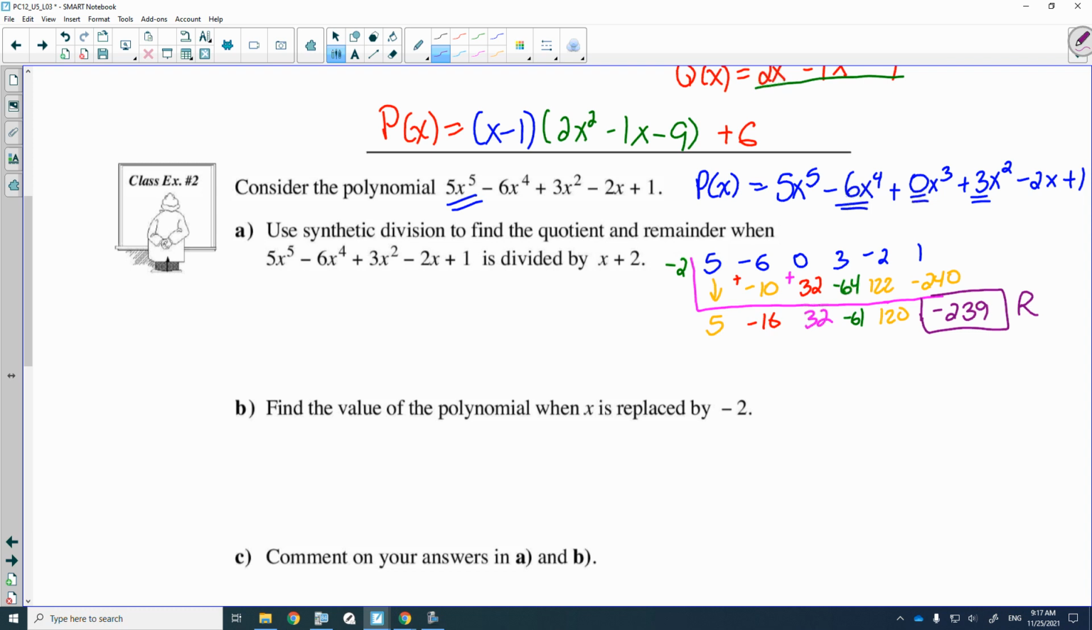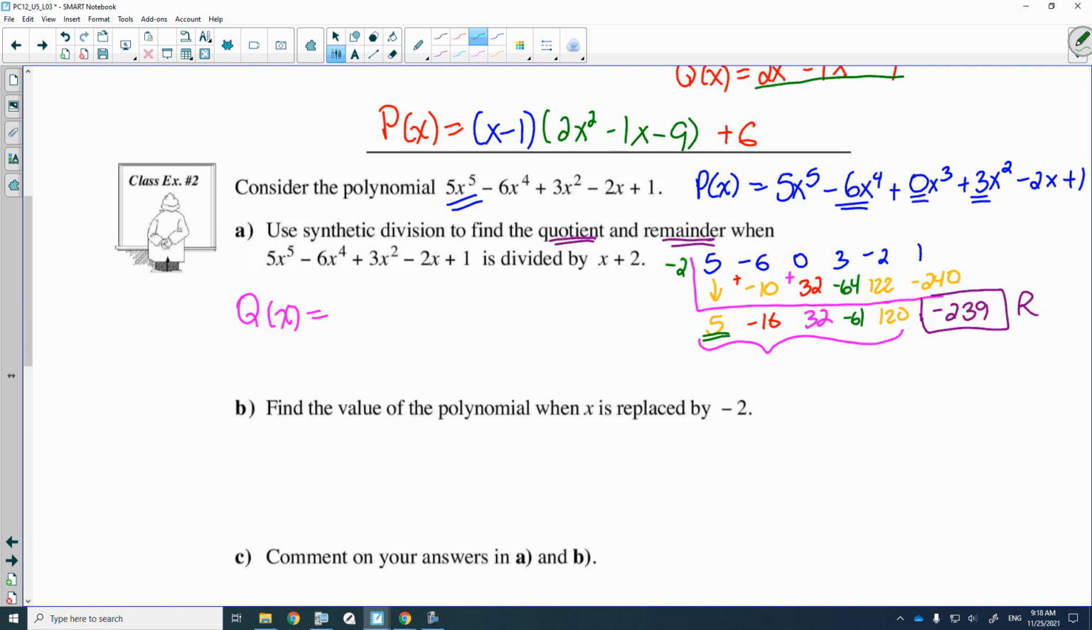That is my remainder. So this question for A actually says use synthetic division to find the quotient and the remainder. So I've got my remainder boxed in. It was negative 239. Let's write our quotient. So Q of x is equal to. Remember that this is my quotient, and if this is a 5th degree polynomial, your quotient is always 1 degree less. This is going to be a 4th degree quotient.